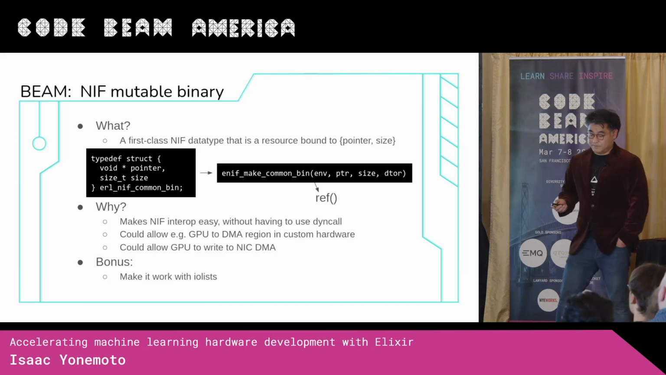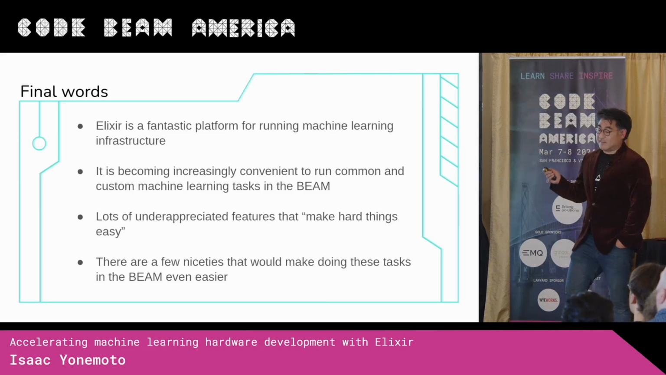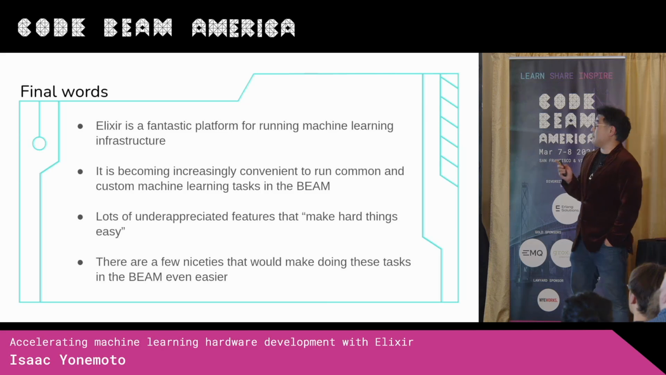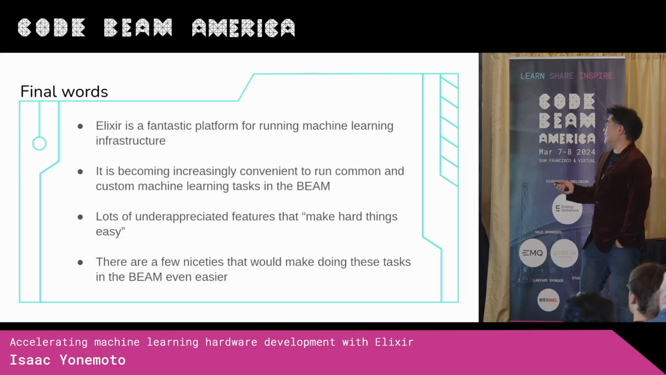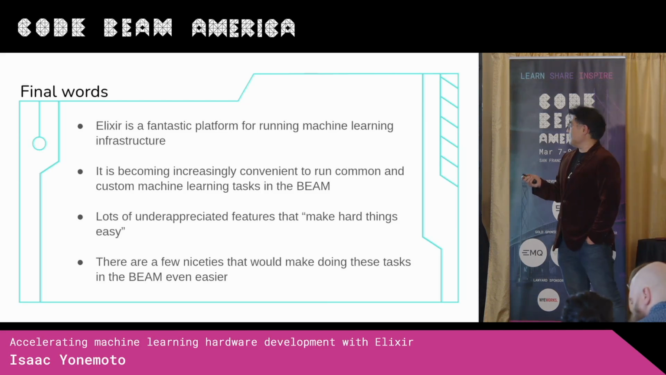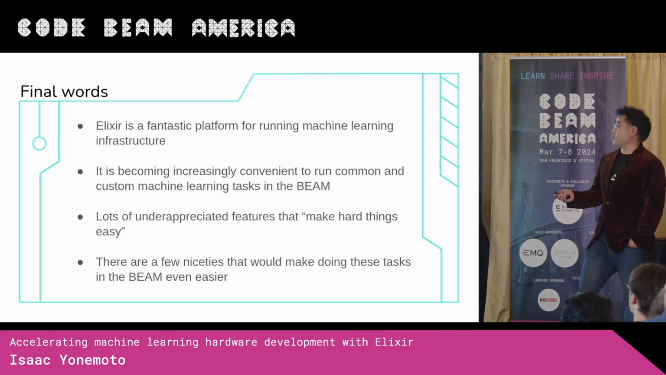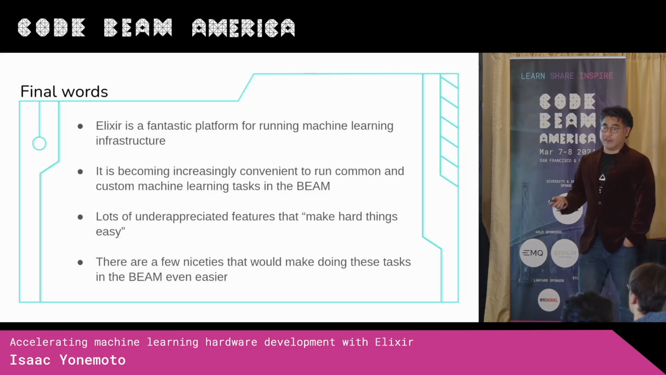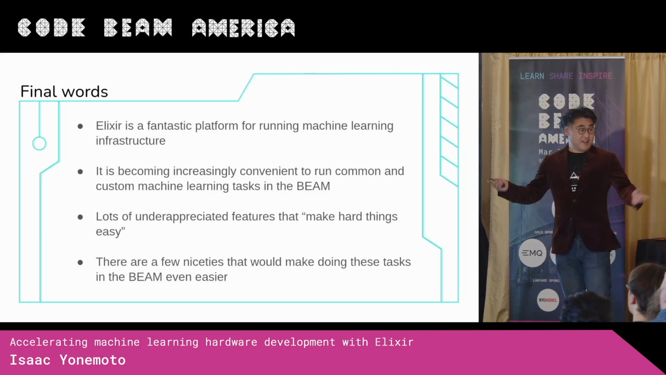Okay, so having said all those things, Elixir is still a fantastic platform for running machine learning infrastructure, and it is becoming increasingly convenient to run custom and common machine learning tasks in the BEAM. And there are lots and lots of underappreciated features of this virtual machine that make really hard things like this really easy. And that's what I got.